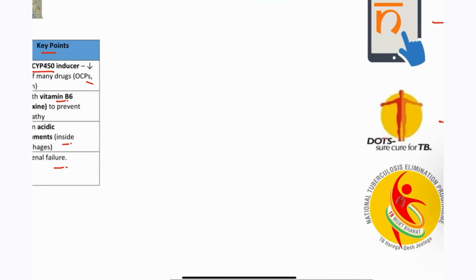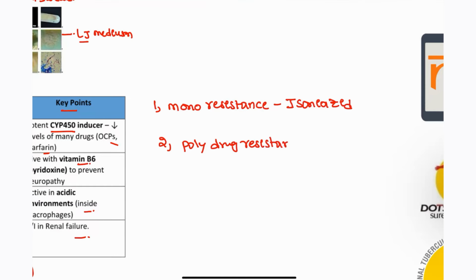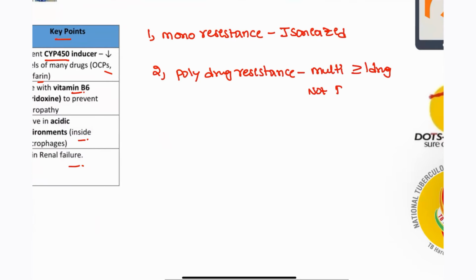Next, coming to the resistance, guys. You have to understand the resistances. The first one is mono resistance. Mono resistance is most commonly associated with isoniazid. Second one, polydrug. Polydrug resistance will be seen with multiple drugs, more than one drug will be involved, but it does not include both rifampicin and isoniazid together. Next, multi-drug resistance. Here, both are resistant: isoniazid and also rifampicin are involved.